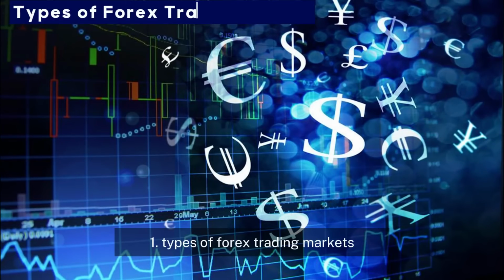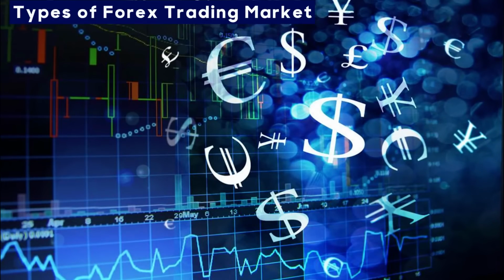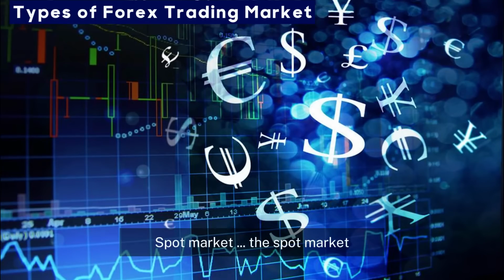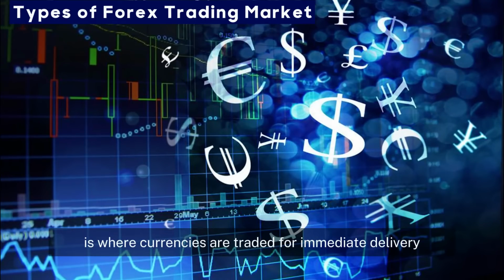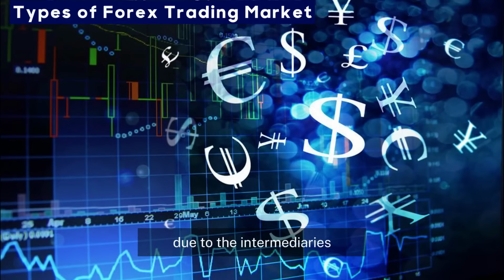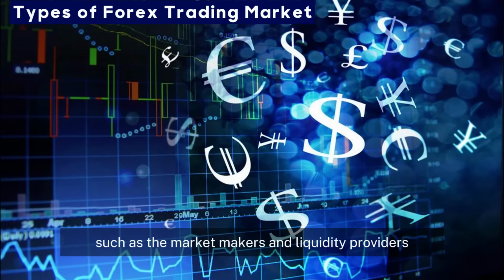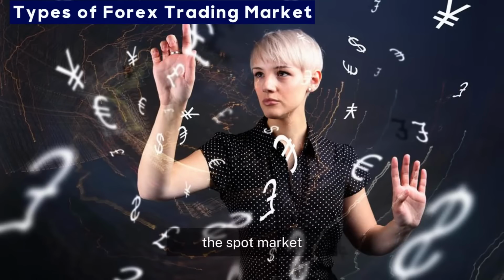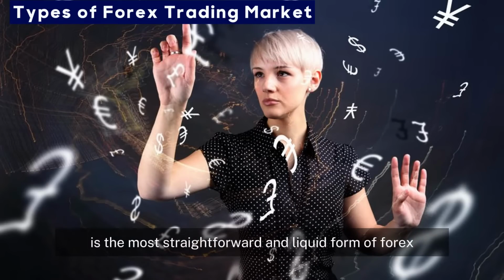First, types of Forex trading markets. Spot market. The spot market is where currencies are traded for immediate delivery. Transactions are typically settled immediately due to the intermediaries, such as the market makers and liquidity providers. The spot market is the most straightforward and liquid form of Forex trading.